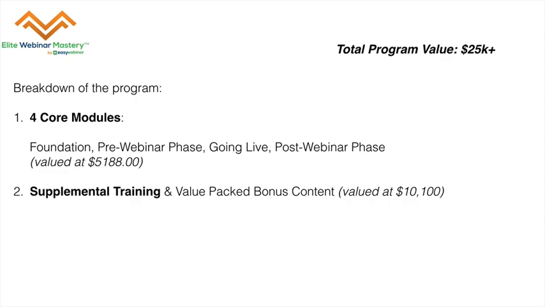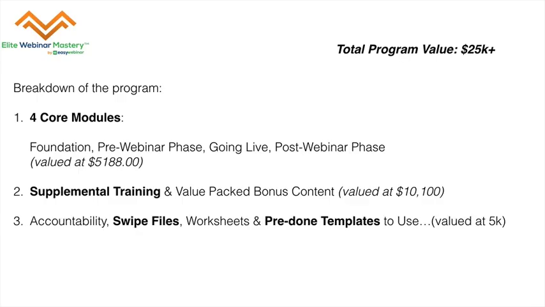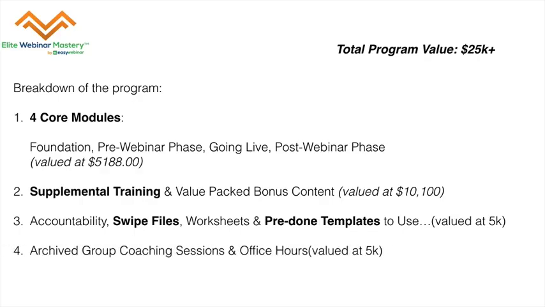Okay, here we go. Here's the breakdown. You've already gotten the Foundation program. But what you're now going to be getting is the pre-webinar phase, going live, and the post-webinar phase. You're going to get the supplemental training and value-packed bonus content valued at $10,000. You're going to get accountability and swipe files, worksheets, and pre-done templates to use, valued at $5,000. You're going to get archived group coaching sessions and office hours valued at $5,000.